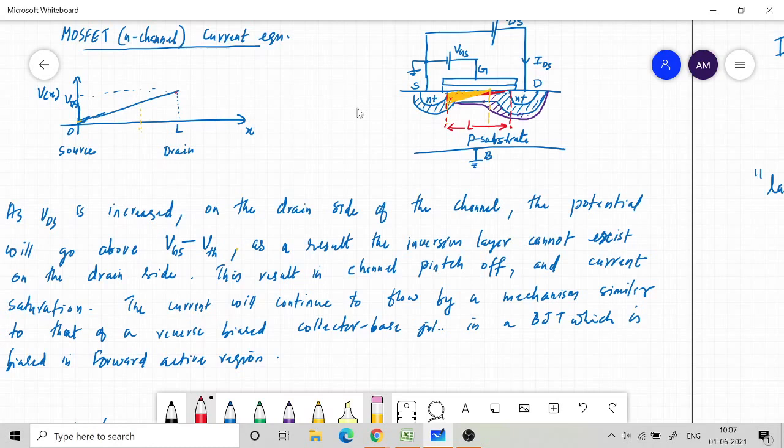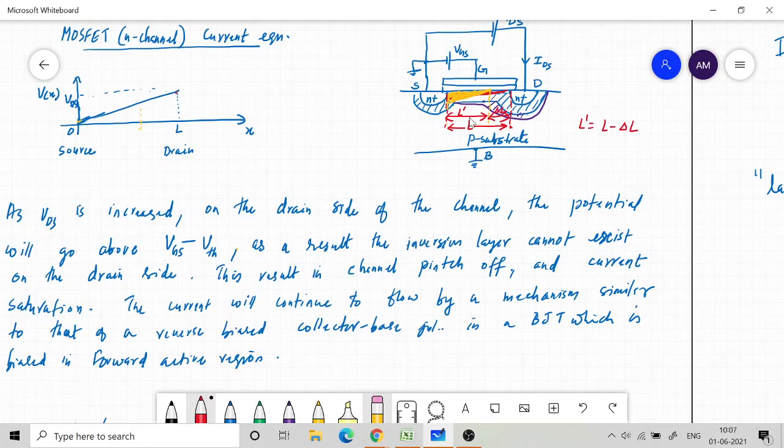But as we increased VDS much larger, the depletion region extended further, and our effective length is now only this much, because after the pinch off, especially in the saturation region, the depletion region extends, and effectively the length of the channel is now L dash. Now what is L dash? L dash is L minus delta L. So delta L is this much.